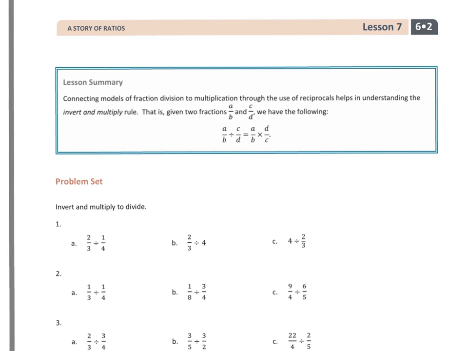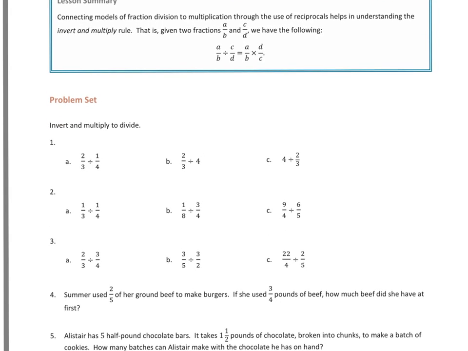Hello everyone, this is grade 6, module 2, lesson 7 problem set. So the directions here for the problem set say invert and multiply to divide. So during the lesson, as we look up above, A/B divided by C/D is the same as saying A/B times D/C. So inverting the second fraction and then multiplying will get you the answer.